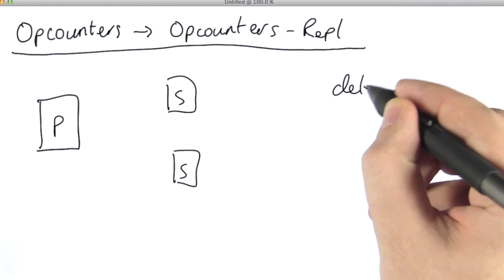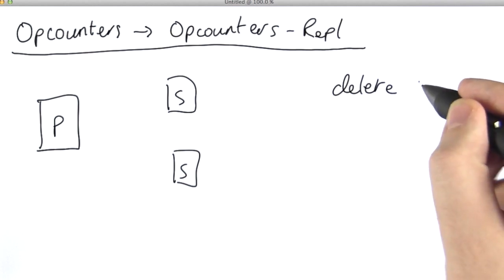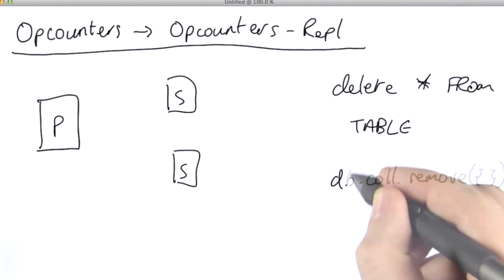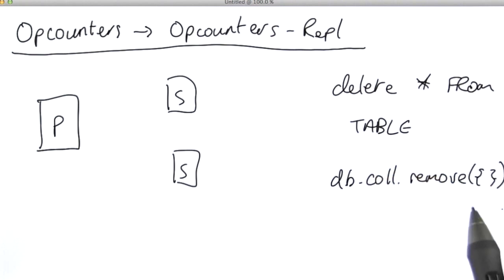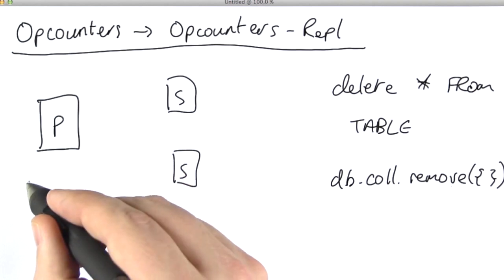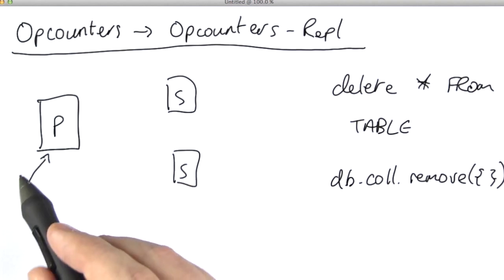a delete. If we go back to our SQL syntax, we're going to delete star from table. And this would be a db.collection.remove in MongoDB parlance. Well, you're going to remove an awful lot of records in a single operation. So you send that command here to the primary. So you're sending the delete.